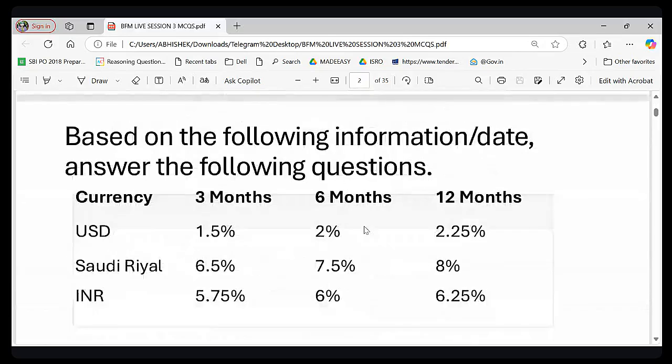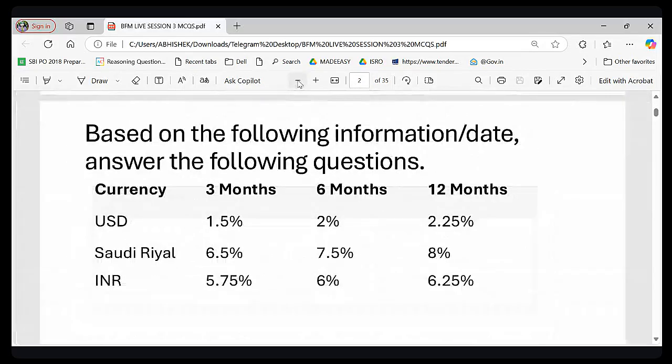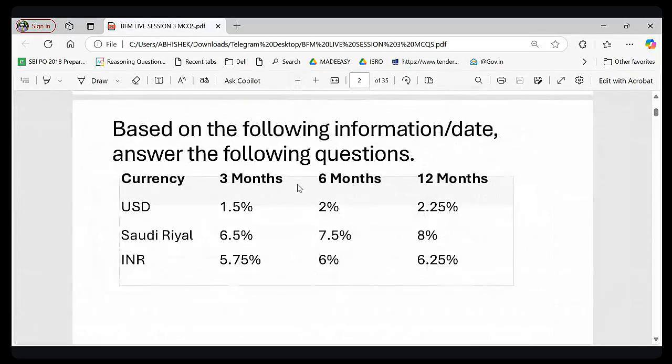This question was asked in one of the previous year examinations. I think in 2022 it was asked. I request you to please take a screenshot of this, because there is a case study based on this particular question. Take a screenshot of this slide because most of the time you will require it.